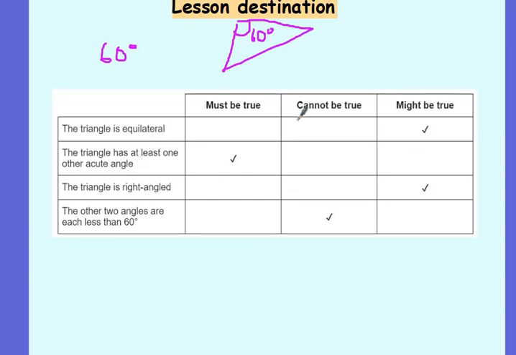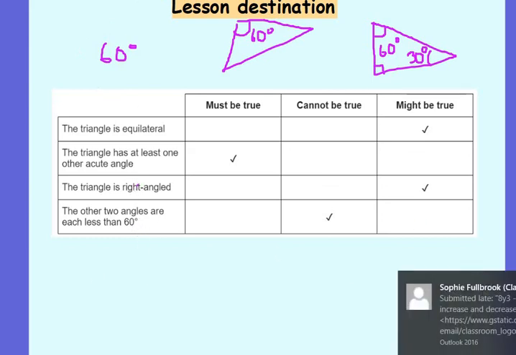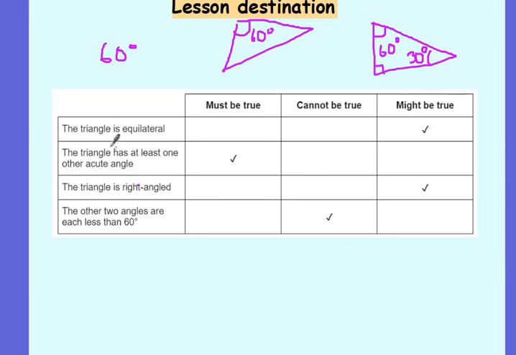The triangle might be a right angled triangle. We could have a 90 degrees, a 60 degrees, and what would my final angle therefore be for me, Lucy? 30. That could be true. And the other two angles have got to be less than 60. That cannot be true because we have to get up to 180, and if they're both less than 60, it won't get high enough.